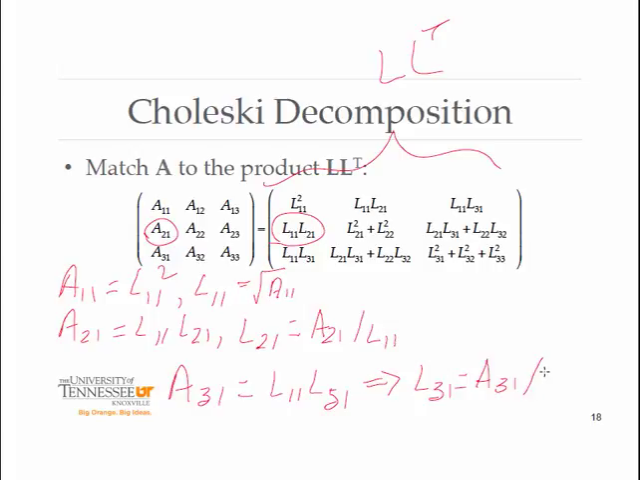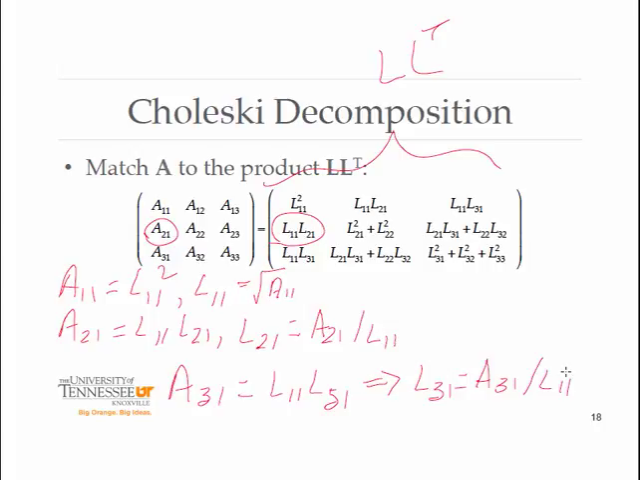So what does that tell us? If you can get the square root of A11, I can tell you exactly what the first column of L should be very, very quickly. Cholesky is a very quick algorithm and exploits the symmetry. So that's the first column.